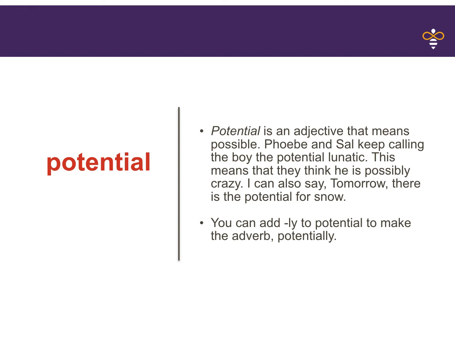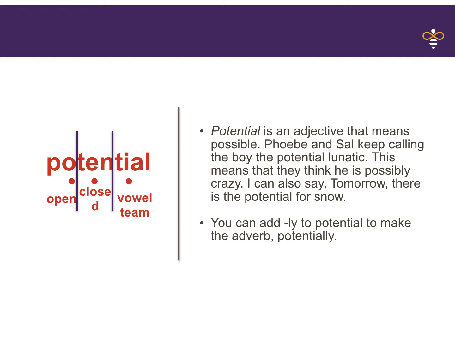Let's check. I see an O, an E, an I, and an A in this word potential. You'll see my first break, which is an open syllable. My second break, which is a closed syllable. And my third syllable, which is a vowel team, IA.